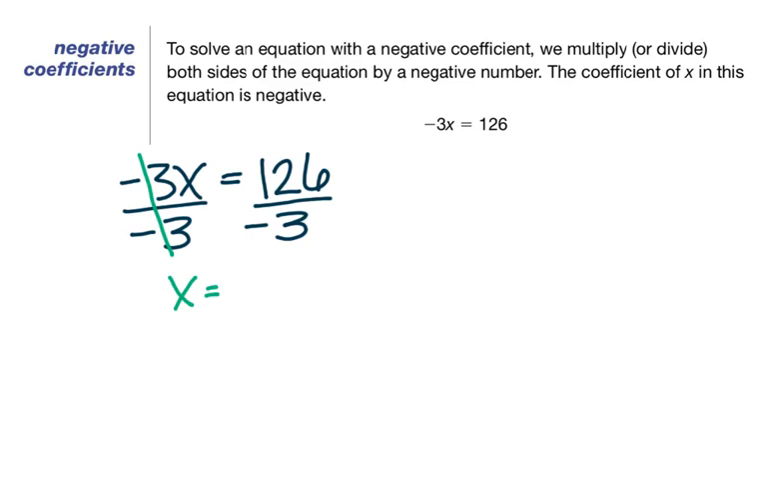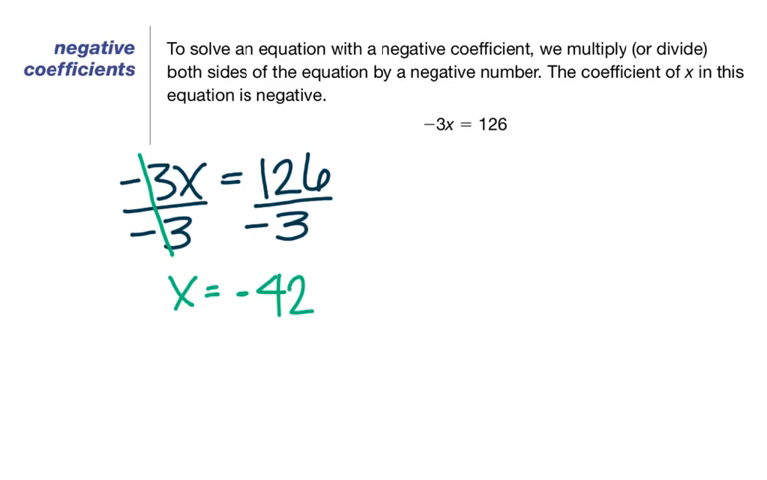Now I have 126 divided by negative 3. And 126 divided by 3 is 42. A positive divided by a negative gives me a negative. So this becomes a negative 42.